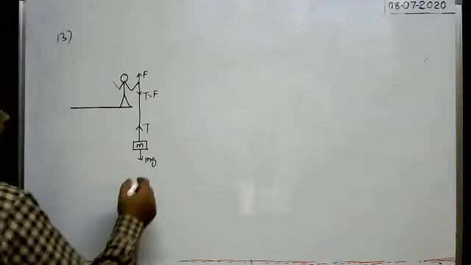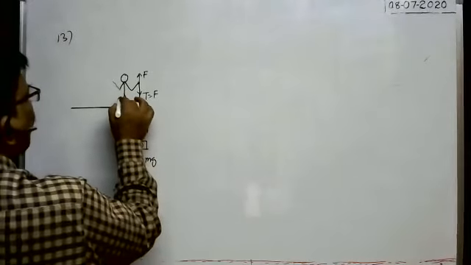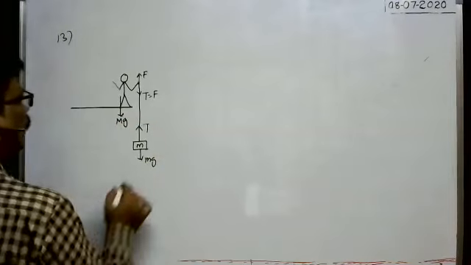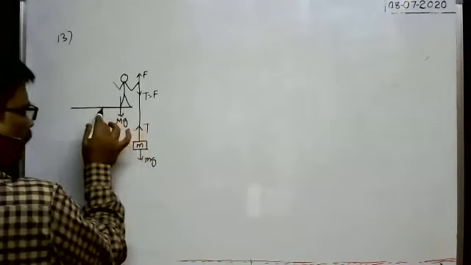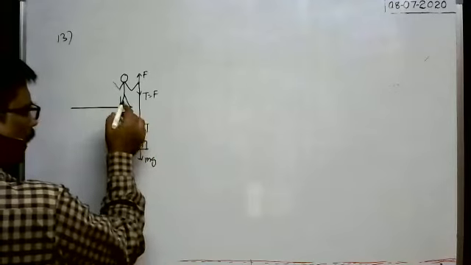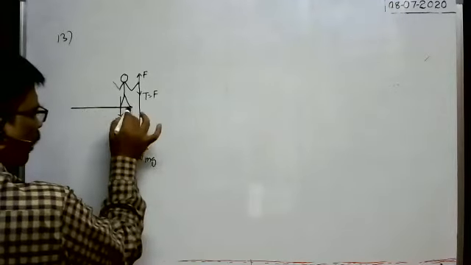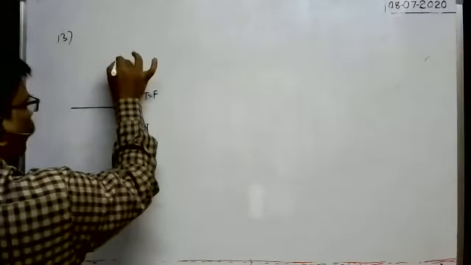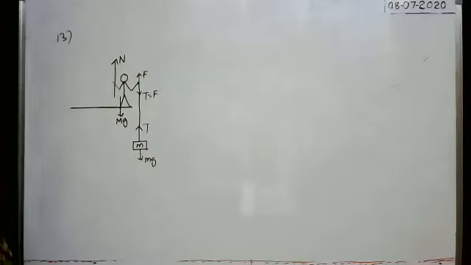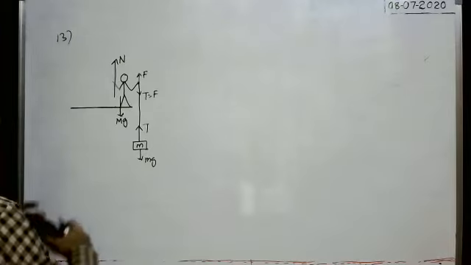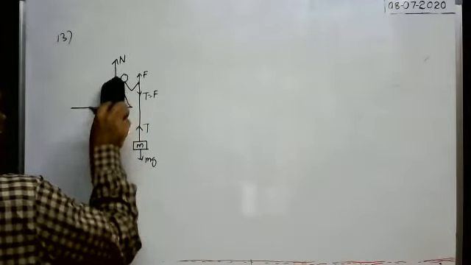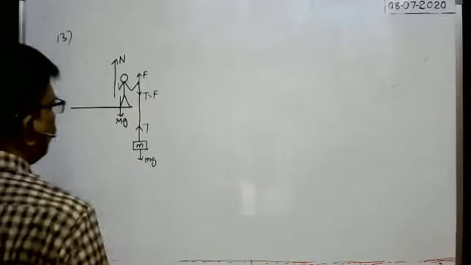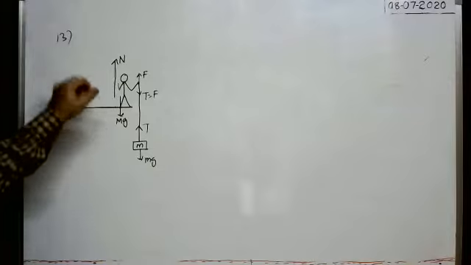Okay. In this case, the mass of the man is capital M, so his weight Mg acts vertically downwards. At the same time, does the man break the floor and come down? No. The platform or floor exerts a reaction force on the man in upward direction. Here, the reaction force acts on the man in upward direction, like this.